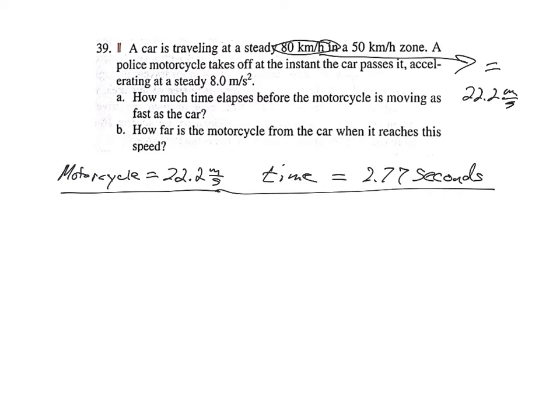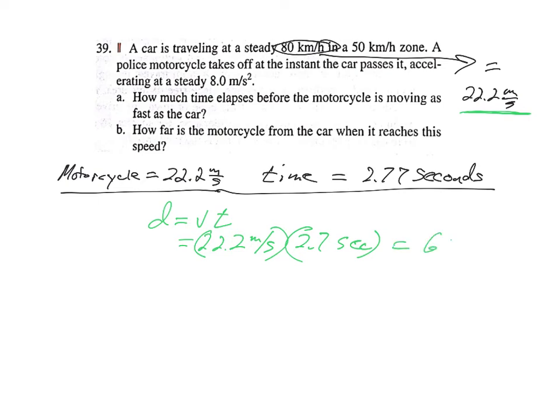All right, so we need to find how far the car went, which is constant velocity. Said the car was traveling at a steady 80 kilometers per hour, which now we know is 22.2. So let's find the distance. Displacement equals velocity times time. The velocity was that same 22.2 meters per second in this 2.77 seconds. And I'm going to get about 60. It was 59.94. I rounded it up to 60.